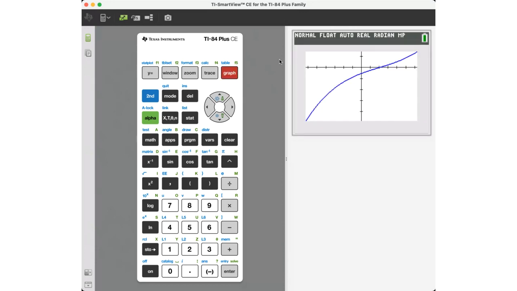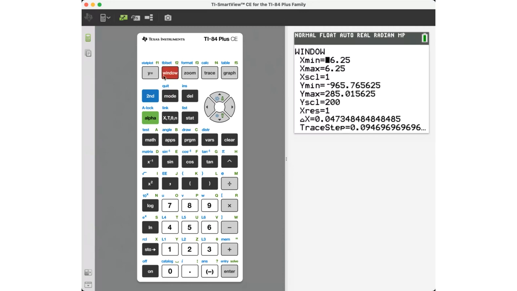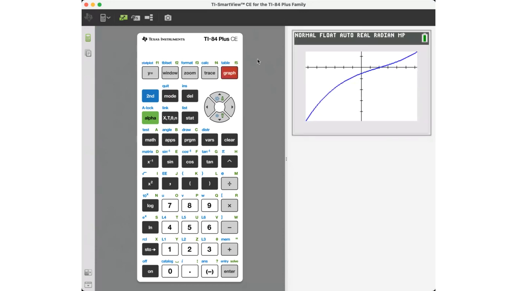Now, looking at this, remember, if you're not sure, always go back to your window. Our scale, because we're looking for where our value crosses the x-axis, is a scale of 1. It looks like it crosses around 2. Now, 2 was one of our possible zeros.